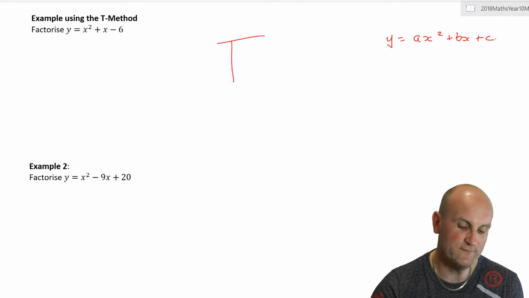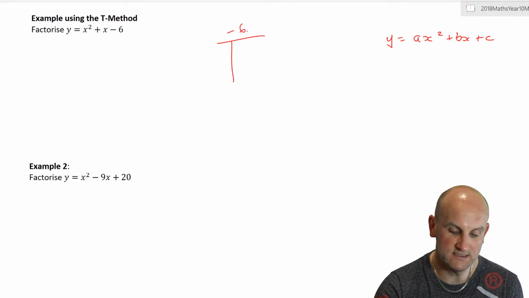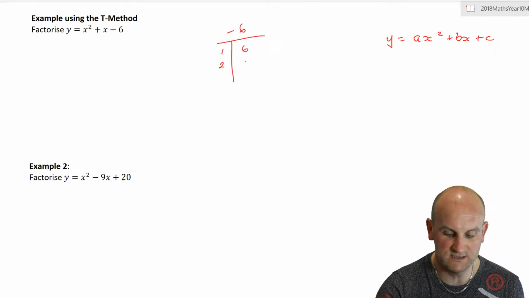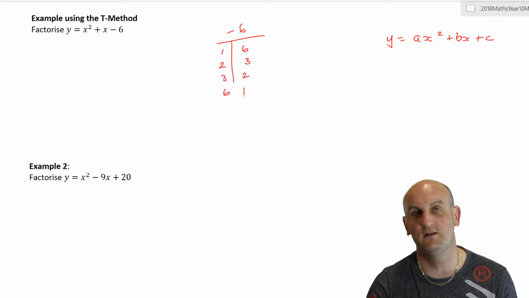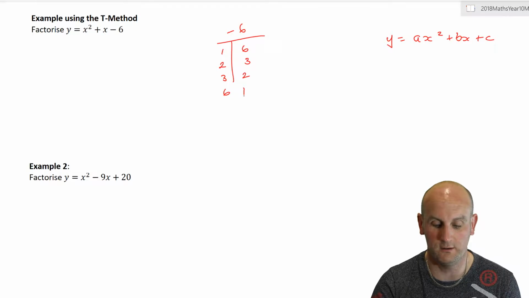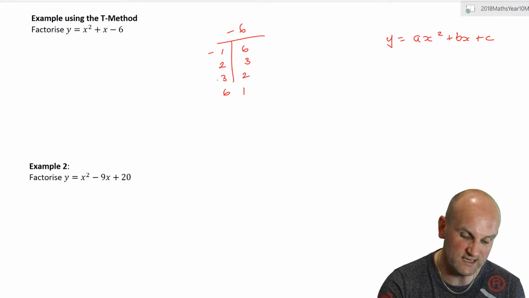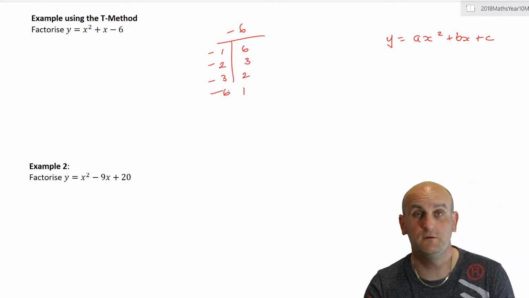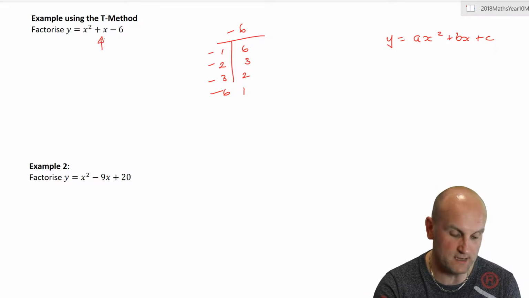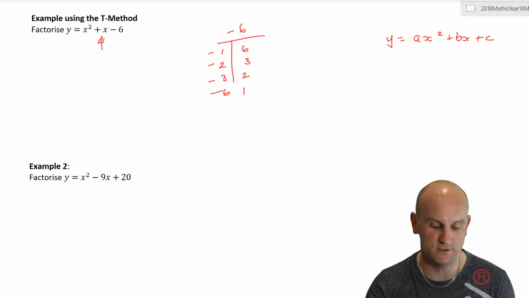So I'm going to multiply my a value and my c together to get minus 6. Then I find the factors of 6, and you'll notice I'm just doing all of them. My video last time said that you can stop halfway, not a major issue. I'm going to make one of these sides negative, and then I'm looking for two of those to add together to give me this middle coefficient of 1.